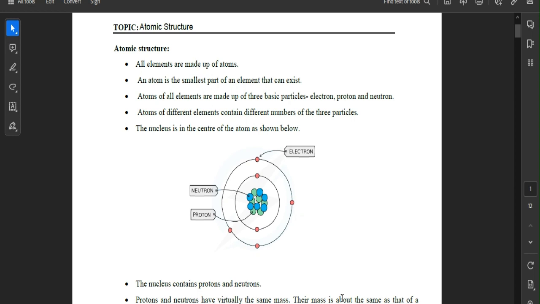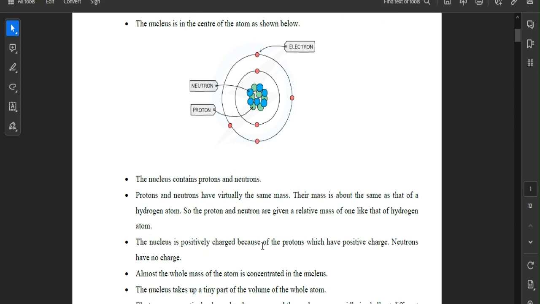The nucleus is in the center of the atom as shown below. In the diagram below, you can see the proton and neutron are in the middle, whereas the electrons are flowing around the neutron and proton. The nucleus contains the proton and neutron. Protons and neutrons have virtually the same mass. The mass is about the same as that of a hydrogen atom, so the proton and neutron are given a relative mass of 1 like that of a hydrogen atom.